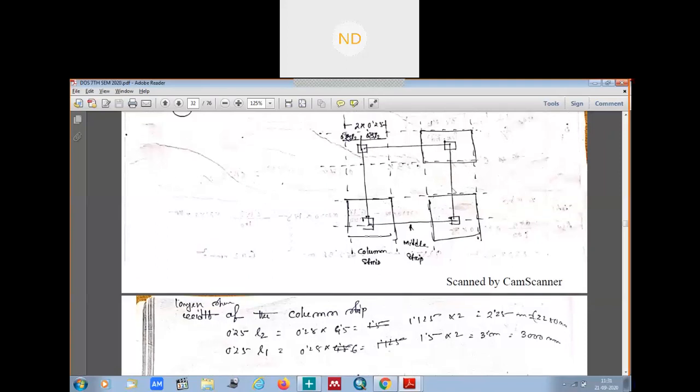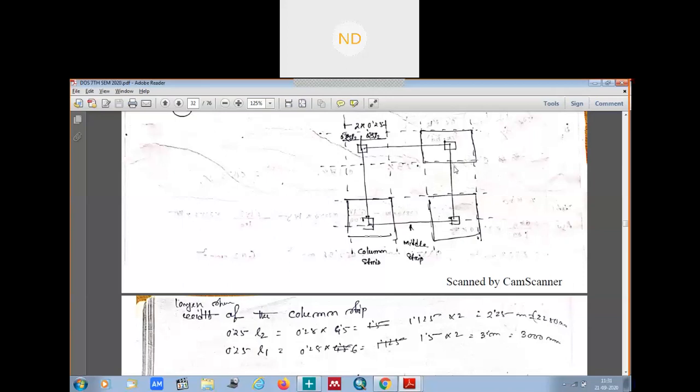Width of the middle strip will be how much? 4.5. If we subtract from 4.5, this half of this width, which is 2250, this one 2250. In column strip, all these sides will be same. That means from the center, half of this is how much? 1125. So when it is 1125, that means from this center to this is 1125, and from here to here it is 1125, from here to here it is 1125, from here to here it is 1125.